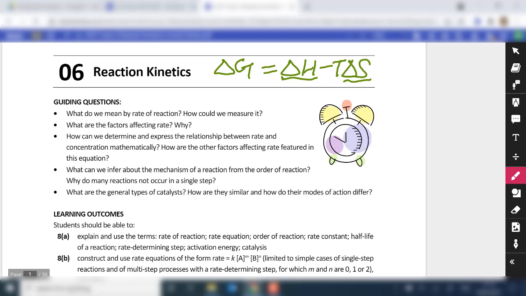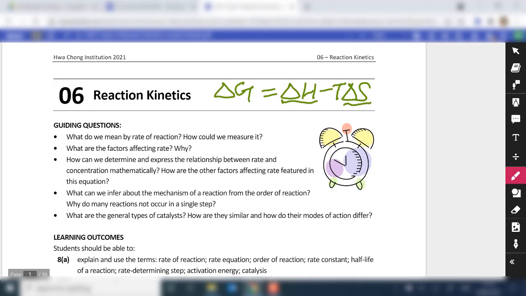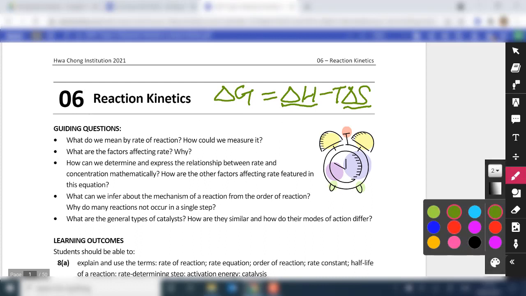In this topic on reaction kinetics, sometimes you may hear people talking about the activation barrier being high, the activation energy, or the kinetic barrier. They actually all mean the same thing. They are talking about activation energy. So in short, it's not very different from what you learn in secondary school.